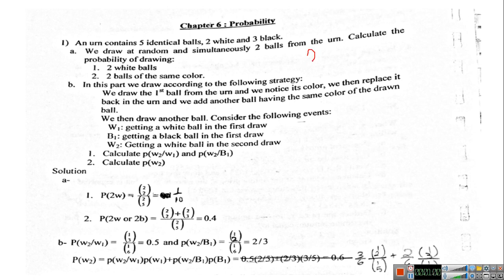So here we have 2 white and 3 black. Let us see the strategy. We draw the first ball from the urn. We notice its color. We then replace it, we return it to the urn, and we add another ball having the same color as the drawn ball. So if the first draw is white, you return it, and in the second draw what you're going to have is 3 white and 3 black.